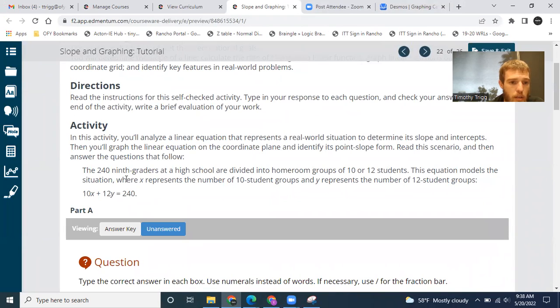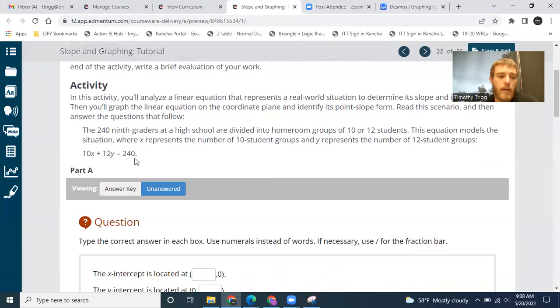The 240 ninth graders at a high school are divided into homeroom groups of 10 or 12 students. The equation models the situation where X represents the number of 10-student groups and Y represents the number of 12-student groups. So our equation is 10X plus 12Y equals 240.